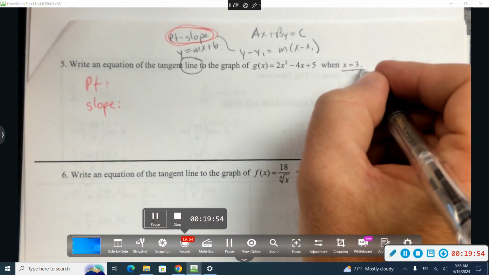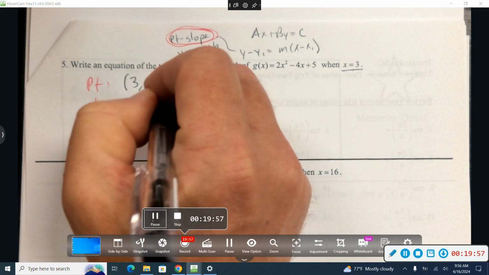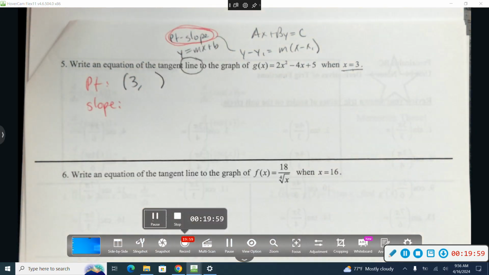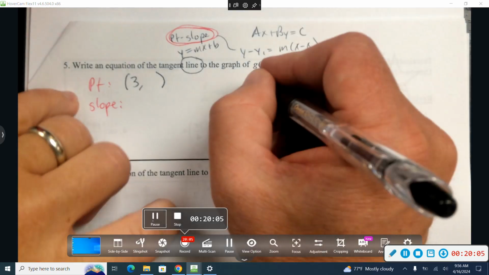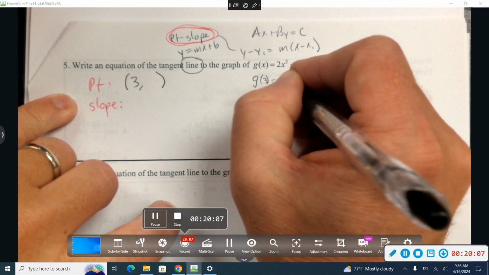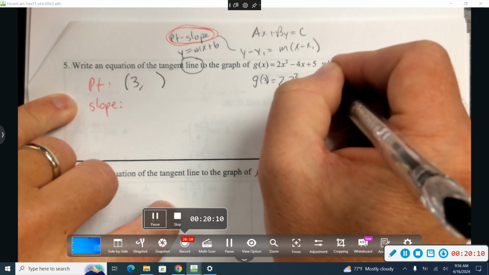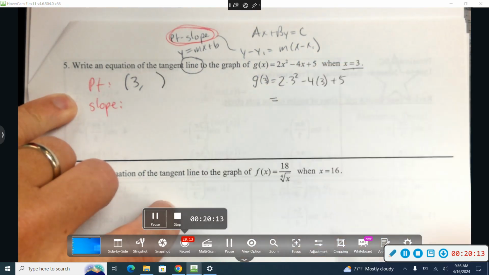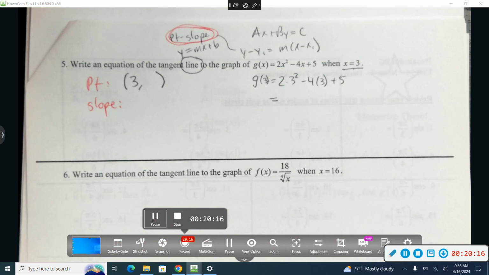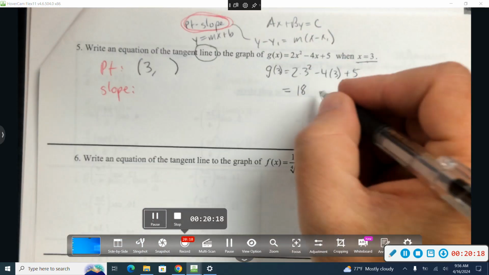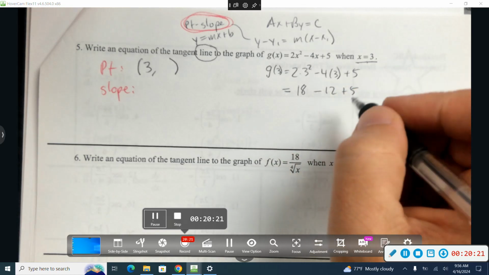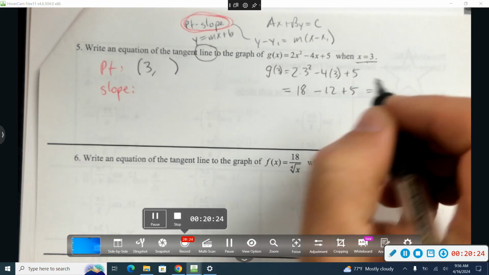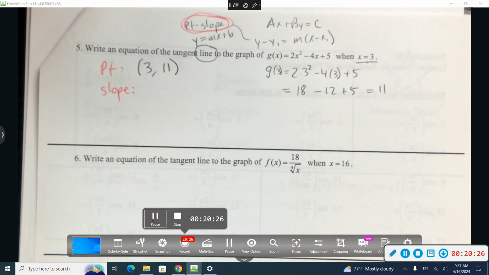They gave me x, so there's my first step. How could I find my y value? Plug it in. So g of 3. Let's see, 9 times 2 is 18. Minus 12 plus 5, that would be 6 plus 5 is 11. All right, so I got my point. My point is (3, 11). Now I need a slope.